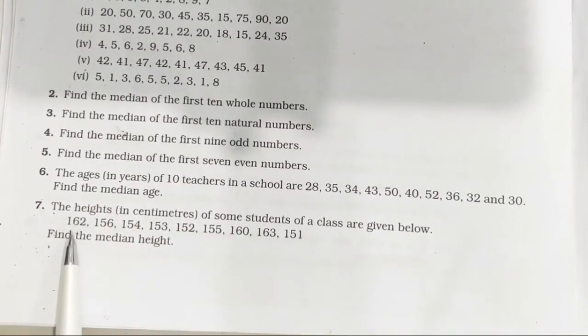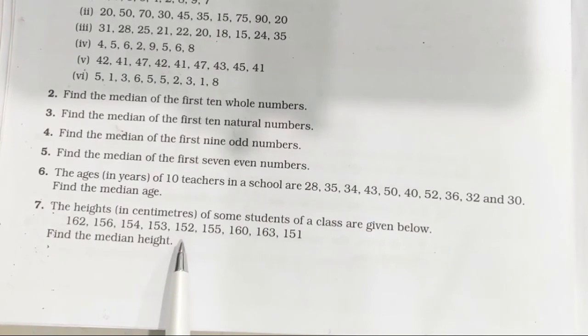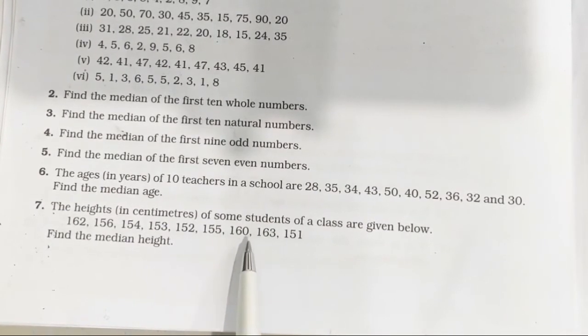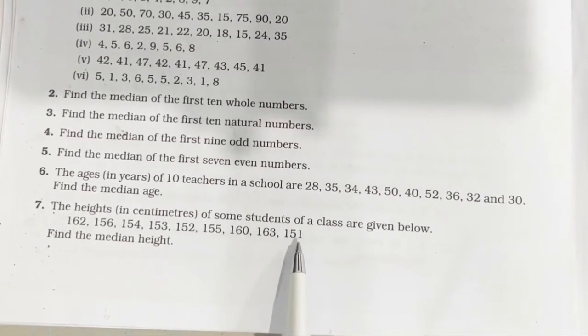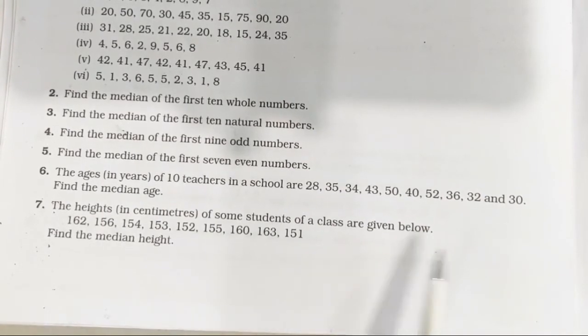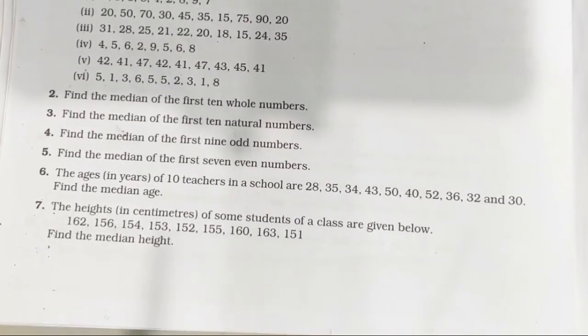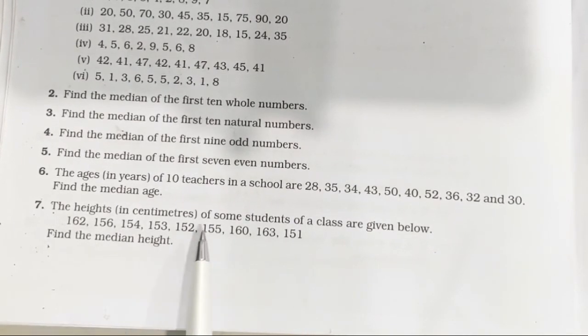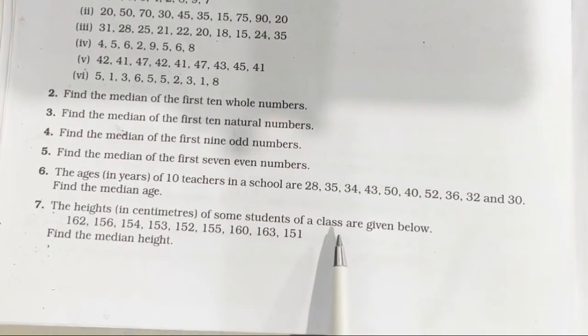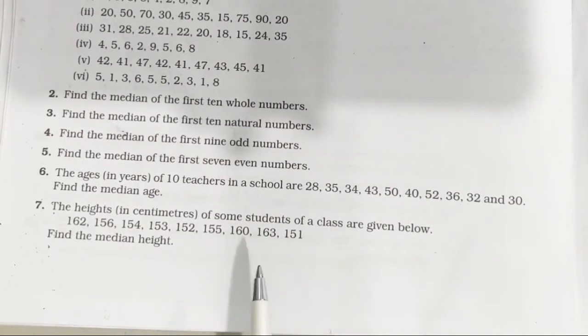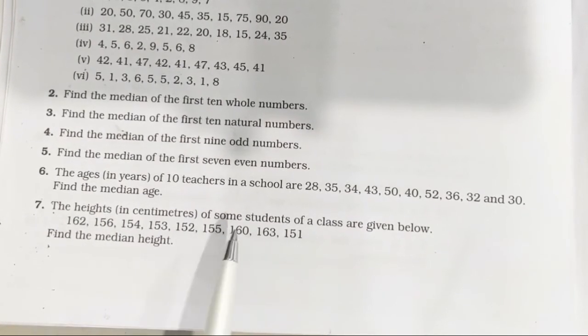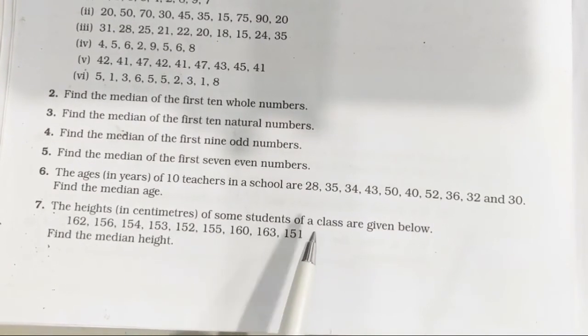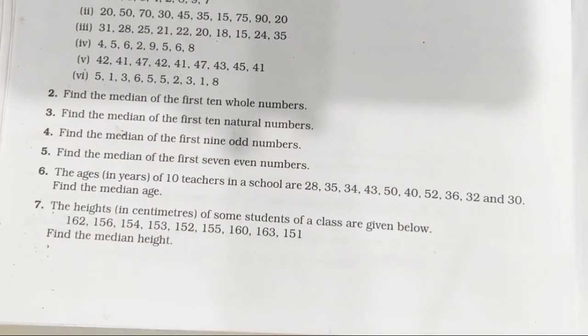Question number 7. The heights in centimeters of some students of a class are given below: 162, 156, 154, 153, 152, 155, 160, 163, 151 centimeters. It is not mentioned whether the data is even or odd, so let's count and see. 1, 2, 3, 4, 5, 6, 7, 8, 9. It has 9 observations. N equals 9 means only one centermost term is the median. But we cannot find it directly, children. First, we'll rearrange these all in ascending order to get the median height. So let's proceed.